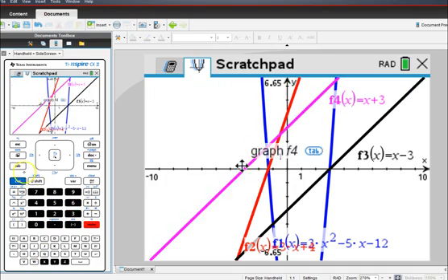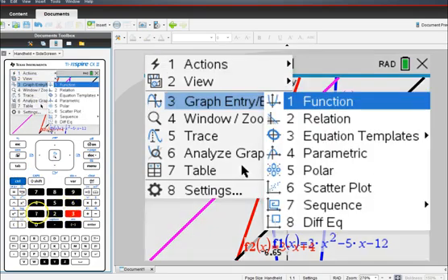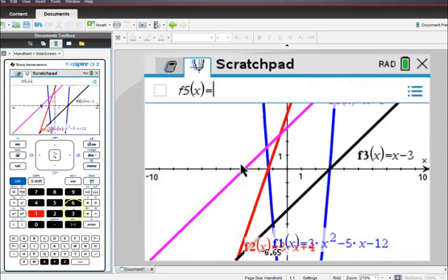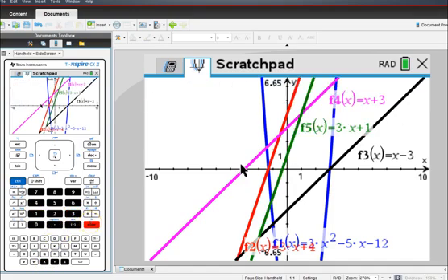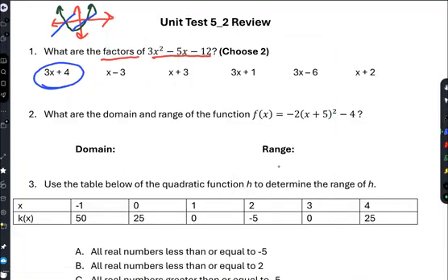If I hit tab, I'm going to do one more. Menu, graph 1. And then let's do 3x plus 1, the next one. If I do 3x plus 1, notice that that line doesn't go. So the lines that work are the x minus 3 and the 3x plus 4. So these two lines would go through the parabola at the x-intercepts.